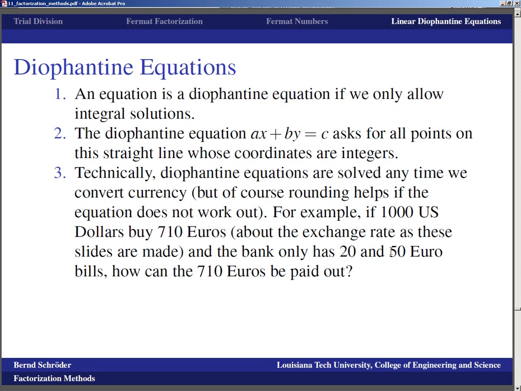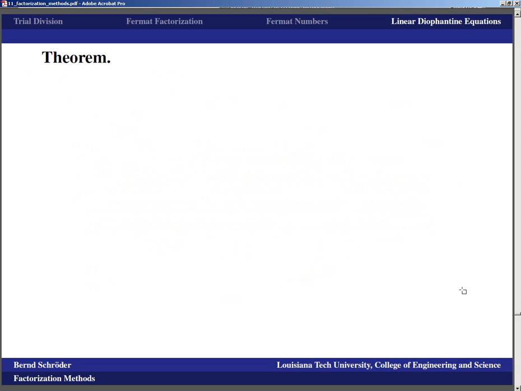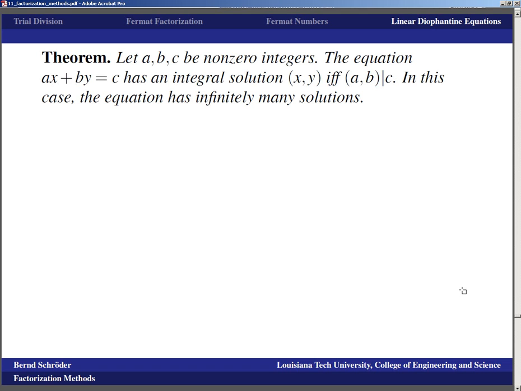Well, let's see. You can go with multiples of 50 at first. The last 10 you can't get, but with 3 20s, you can pay down 60 bucks, and the remaining 650 can be paid out in 50 euro bills, right? So that works. And 715 euros, of course, cannot be paid out because 20s and 50s all end in 0, and so 715 cannot be paid out in that currency, and so then you have to work out another way to make the exchange, maybe get a couple of dollars back or so. Okay, so that's one of the interests in Diophantine equations. Every so often, even in real life, we have an interest in getting integer solutions.